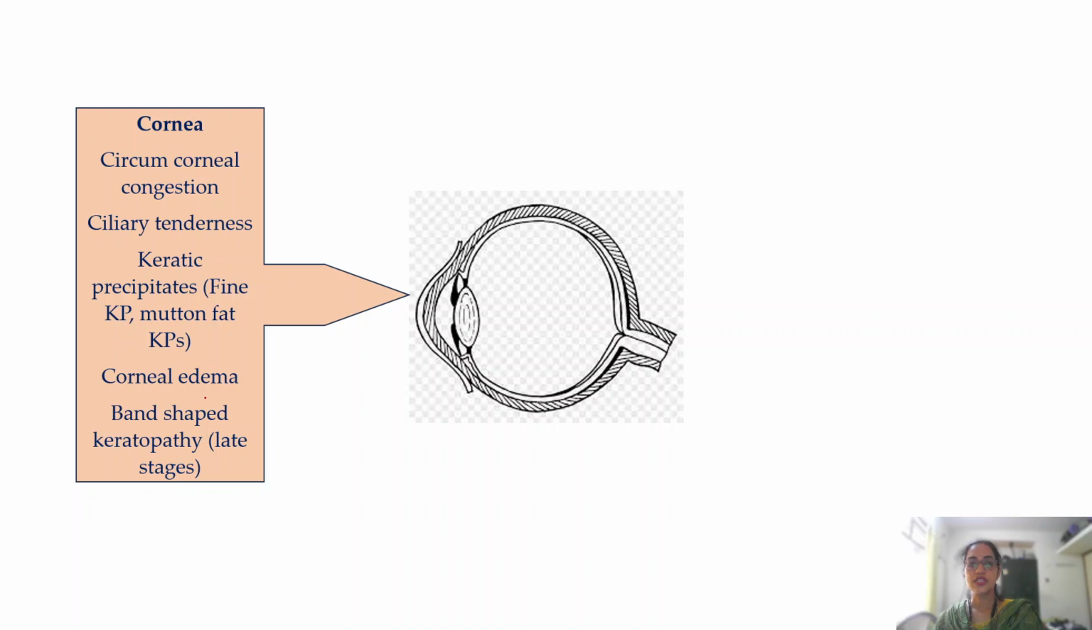So what are the signs? In the cornea, you can have circumcorneal or ciliary congestion. Ciliary tenderness is a sign that is elicited by gently pressing over the ciliary zone area through the lids. The patient will wince. Next is keratic precipitates. These are fine cells that get deposited on the endothelium of the cornea. It can be fine KPs or mutton fat KPs, corneal edema, and band-shaped keratopathy in late stages.